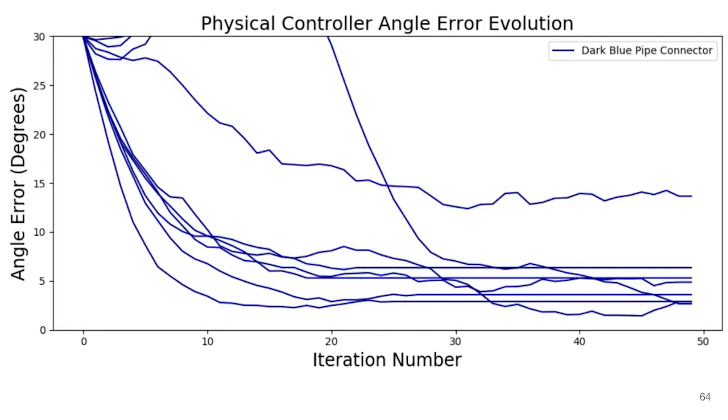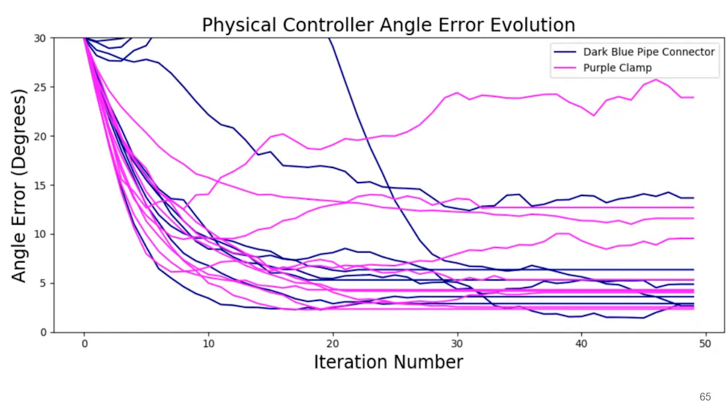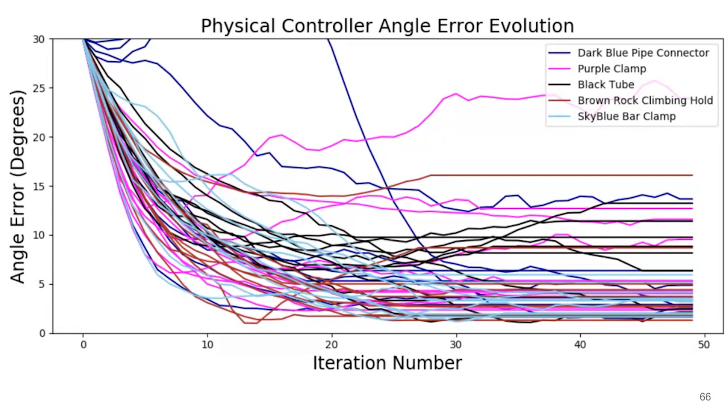Next, we plot all 10 trials with the pipe connector. Next, we plot 10 more trials with the purple clamp. Finally, we plot all 50 trials with the 5 objects. We see that for the majority of trials, the final angle error is under 10 degrees. The median final angle error is 4.2 degrees, which is higher than the median angle error of 1.5 degrees in simulation.